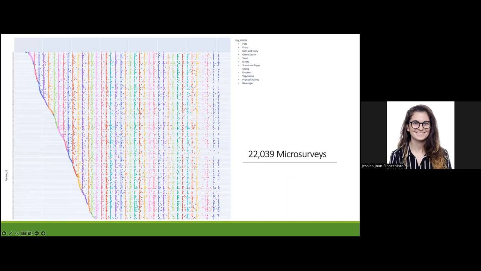So this is the survey data, and it's pretty small. I gotta make the slide better, sorry. But you can see all the different categories: pets, fruits, nuts and dairy, green space, sleep. So anyway, lots of different categories. And this is kind of interesting: we asked at the same time for every participant about each one of these things, okay? So you can see there's some colors that are repeated. We'll get that same time of year for every participant for each one of these questions. So we can compare between participants knowing it was asked at the same exact time of year.